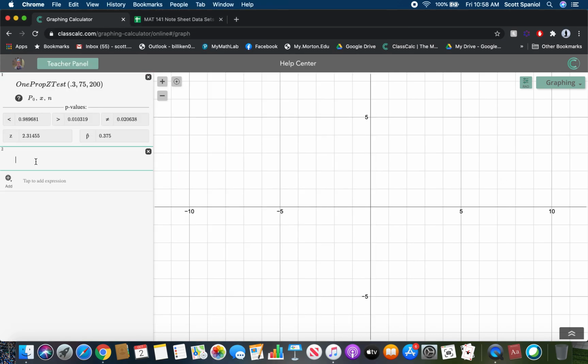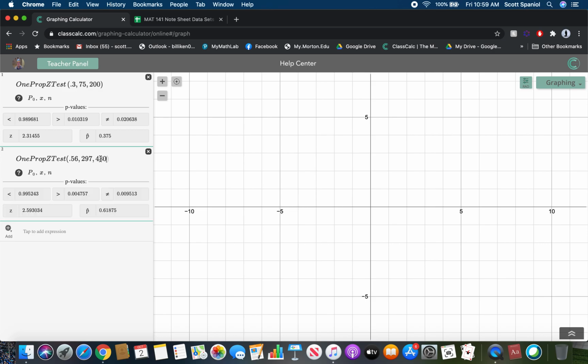So you could go into the menu again, or if you just start typing 1 prop z test, it should pop up. There's probably a shorthand I can use for it. Let's see. 1 prop z test. Yeah, if you type in OPZT, it brings this up. Or you can find it in the menu. So our p naught was 0.56. Our x is 297. And our n is 480.